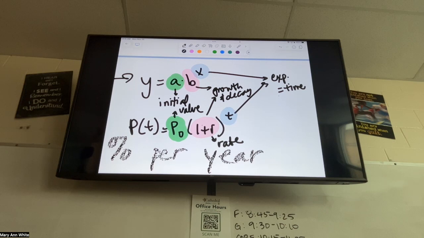Okay. Now we're going to use them in these problems, and we're just going to plug in to these equations. We're not going to solve anything. We're not going to do anything with it. We're just going to plug in the pieces into the equations.